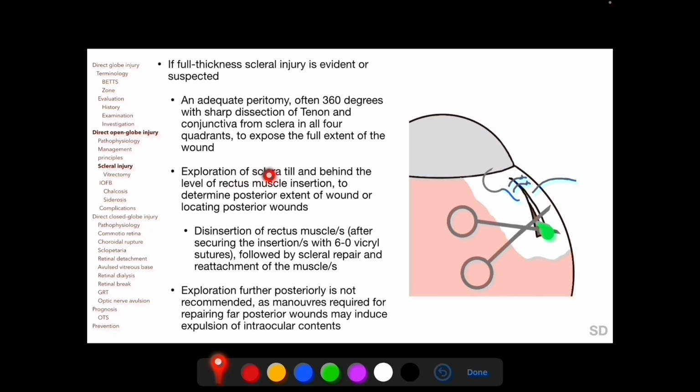This exploration of sclera should be continued till and behind the level of rectus muscle insertion to determine the posterior extent of the wound or to locate posterior wounds. Detachment of rectus muscles from their insertions may be required, followed by scleral repair, and then reattachment of the detached muscles back to their original insertions. Exploration further posteriorly is not recommended, as maneuvers required for repairing far posterior wounds may induce expulsion of intraocular contents, and these wounds are left to heal by themselves by fibrovascular proliferation, as we have discussed.